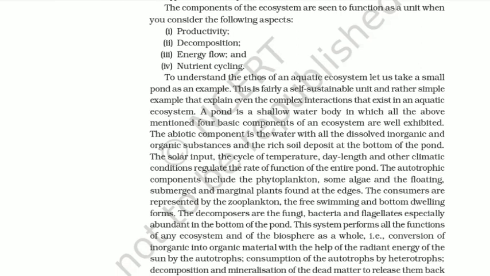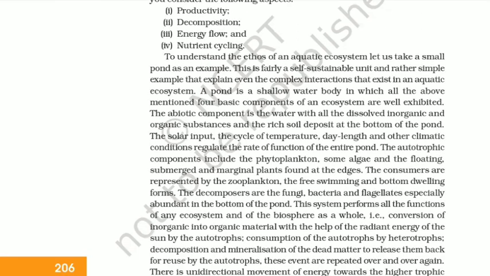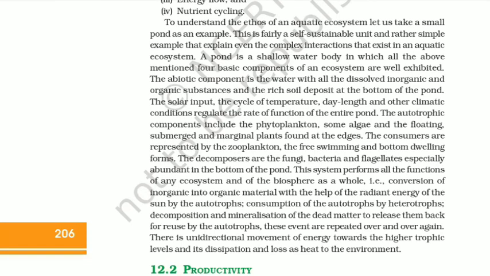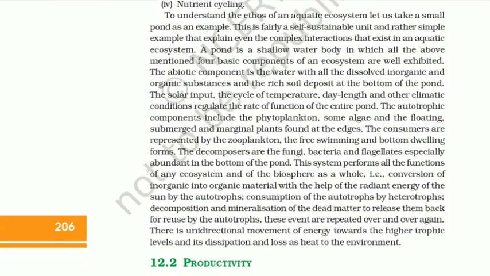The components of the ecosystem are seen to function as a unit when you consider the following aspects. Number 1, productivity. Number 2, decomposition. Number 3, energy flow. And number 4, nutrient cycling. To understand the ethos of an aquatic ecosystem, let us take a small pond as an example.